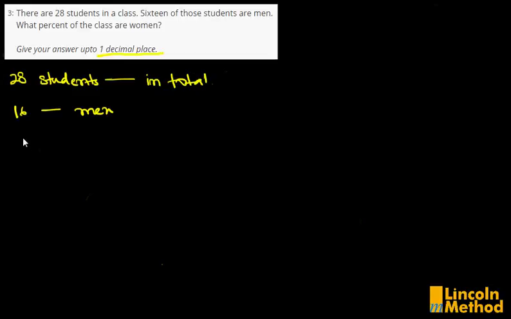So in order to find the number of female students in the class, we can simply subtract the number of male students from the number of total students. So 28 minus 16, and we're left with 12. So this is the number of women in the class. Now with that done, it's a lot easier to find the percentage of the women in class. We'll see how.